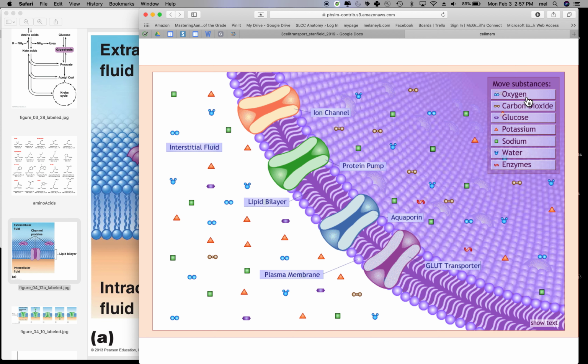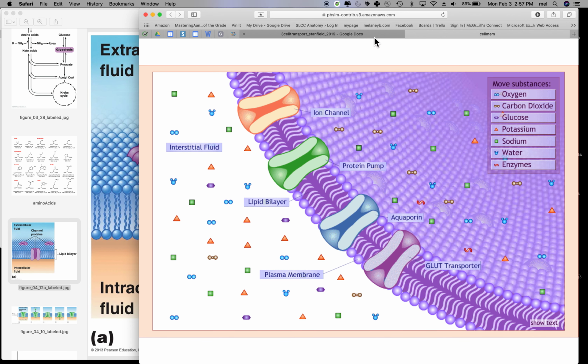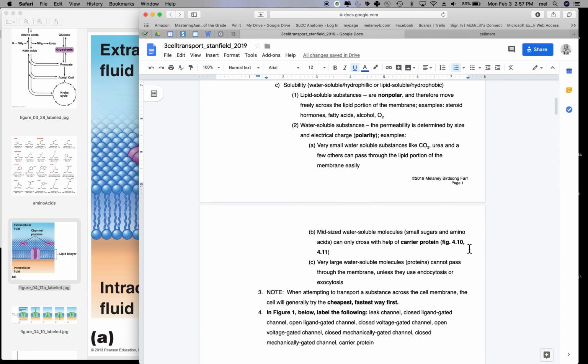So how would oxygen pass? And this is oxygen, our little friend right here, just two oxygen atoms making one oxygen gas molecule. So it goes straight through. And contrast that with potassium that must use an ion channel. Hopefully that visual is helping you, especially for you super visual people.